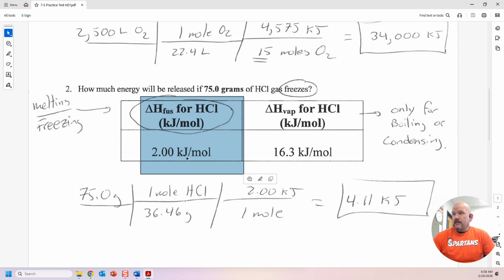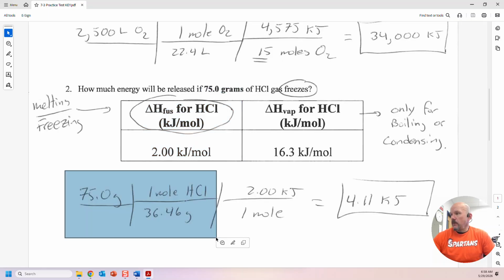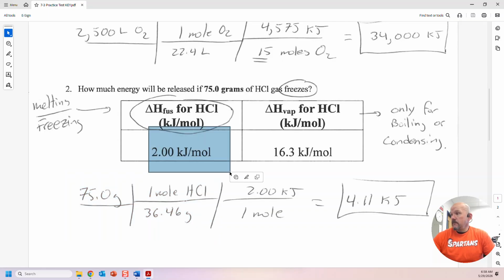So we know that we're going to use this value. And what does it say? It says this much energy to melt 1 mole of HCl, okay? So do we have 1 mole of HCl? No, we got 75 grams. So what do we have to do? We have to convert grams of HCl to moles. And then this value is the energy required for 1 mole of HCl melting.